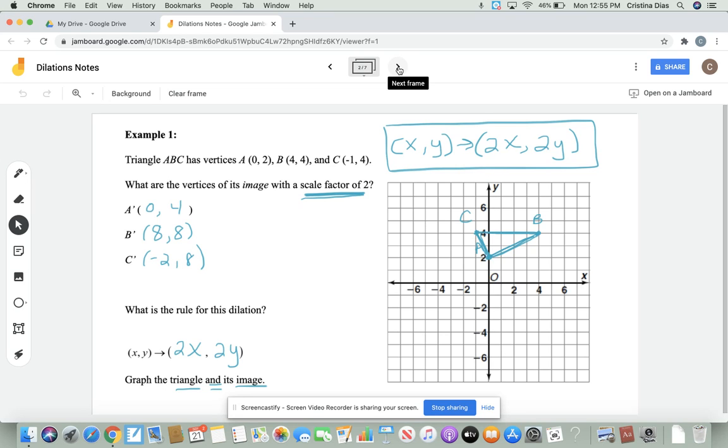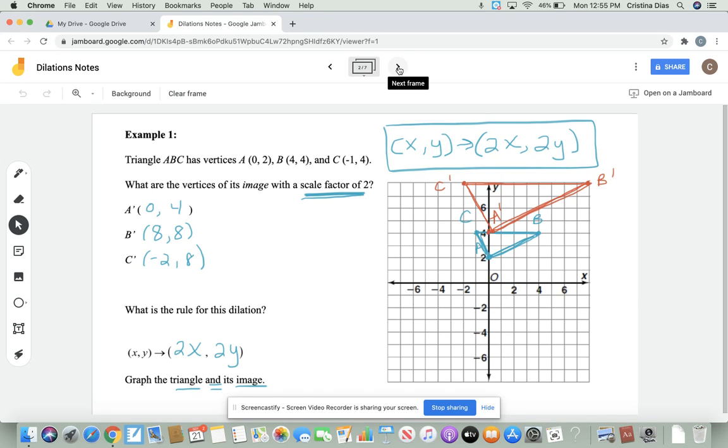Okay, and I'm going to use a different color to draw the image. So I'm going to plot 0, 4 is A prime. B prime is at 8, 8. And C prime's at -2, 8. Okay, connect. So here is my image, my dilated figure. And if you notice, it's definitely larger.